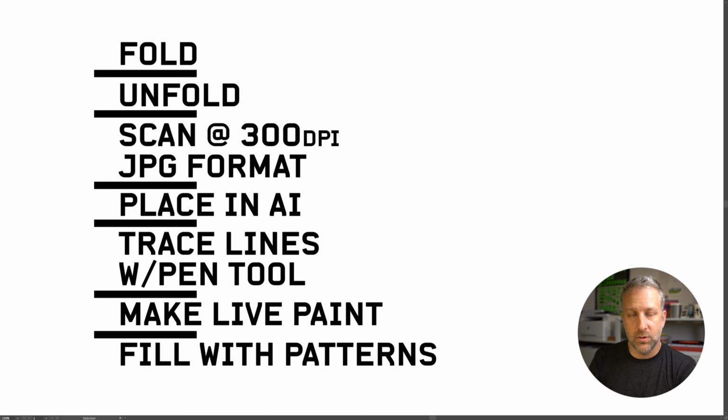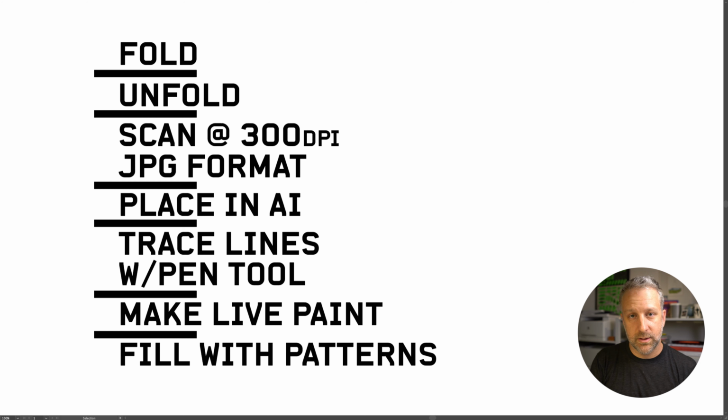So the first thing you're going to do is fold, which most of you have already done. Lots of folding, and then unfold, right? And you should have papers like this for your favorite, whatever your favorite one is. So the most beautiful folded and unfolded paper that you have. Then you're going to scan that paper, scan it at 300 dpi in JPEG format. It's probably the best way to go.